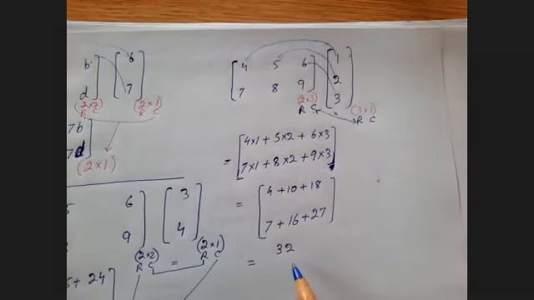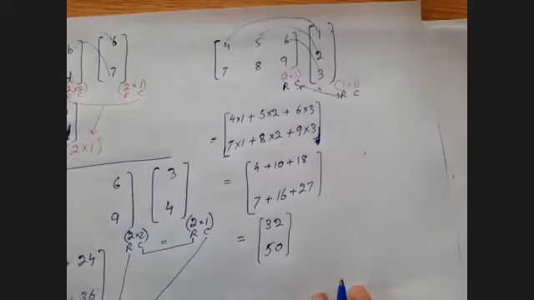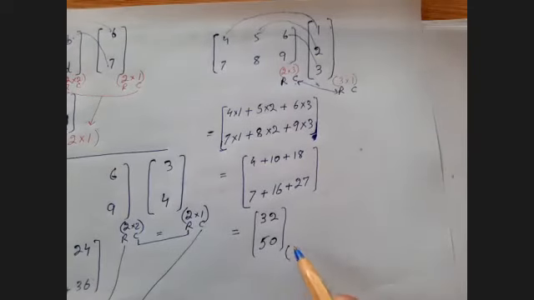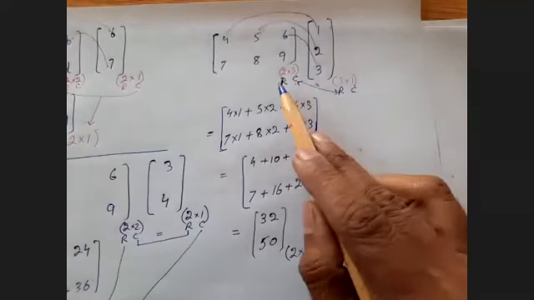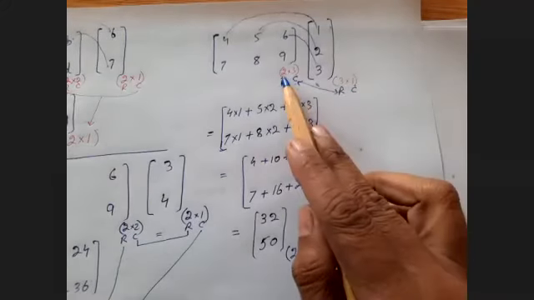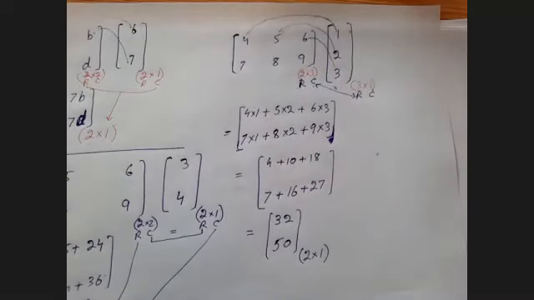Very good. 32. And then we are going to add, what is the result of these three? 50. Okay. The result of these three is 50. Now you can observe that its order is two rows and one column. You can see that the resulting matrix has the order like this, rows and column. In this way, you can confirm whether you are doing correctly or not.